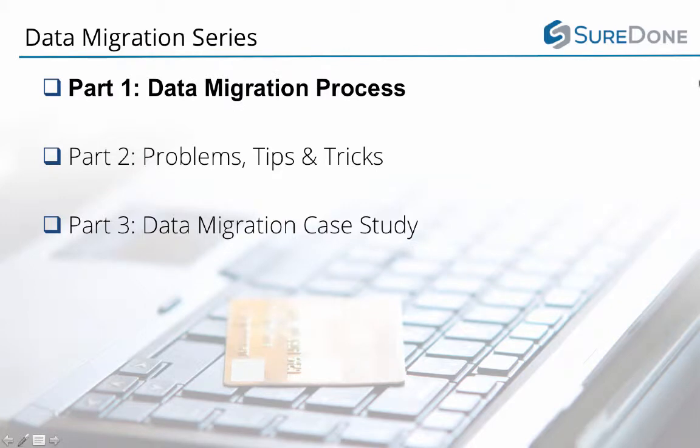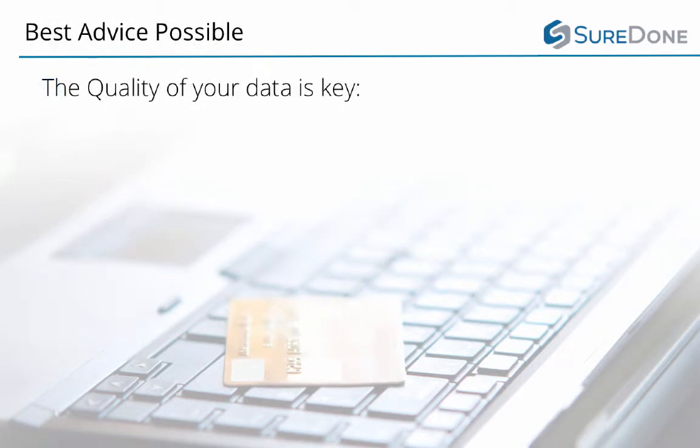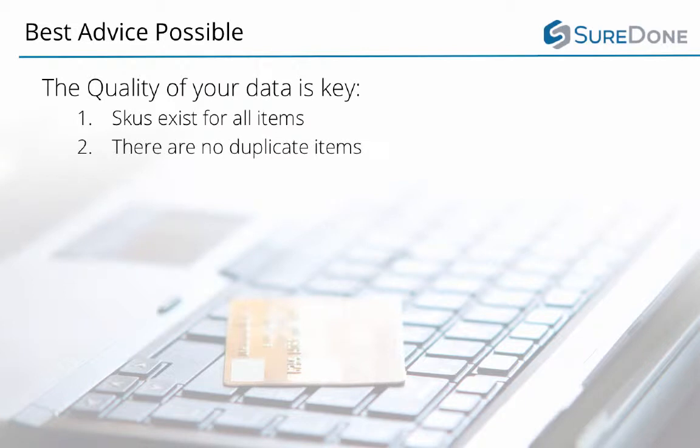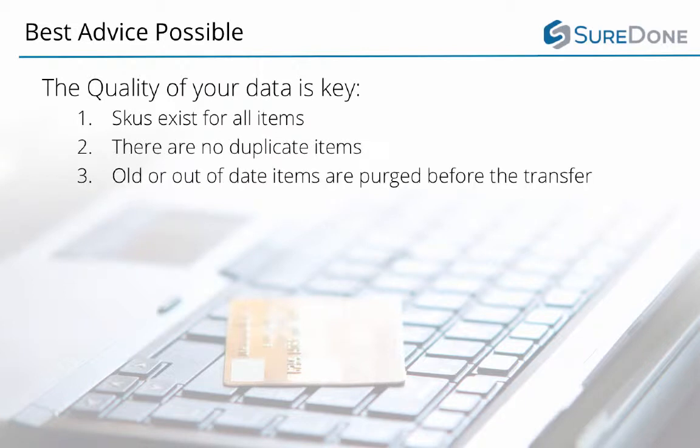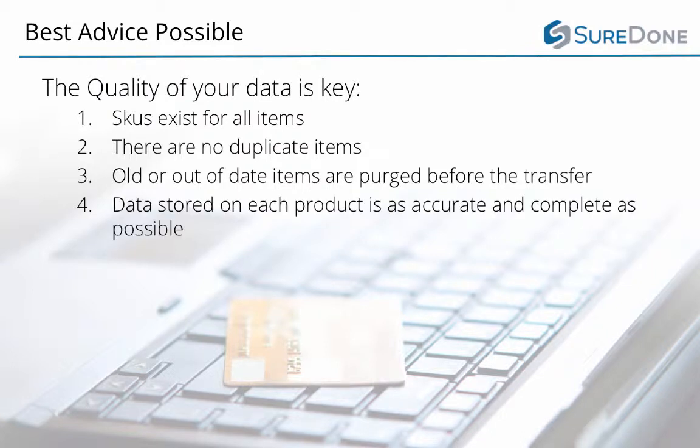So, let's get started. Data migration to any platform can be a daunting prospect, especially if the data is not complete or clean. The best advice that we can give is to make sure that your data is in as good a condition as it could possibly be, prior to any merge. SKUs should exist for all items. Note, if the SKUs are intelligent, ensure that the format and structure is consistent. Secondly, there should be no duplicates. Third, old or out-of-date data should be purged before any transfer takes place. Finally, data stored on each product should be as accurate and complete as it possibly can be.